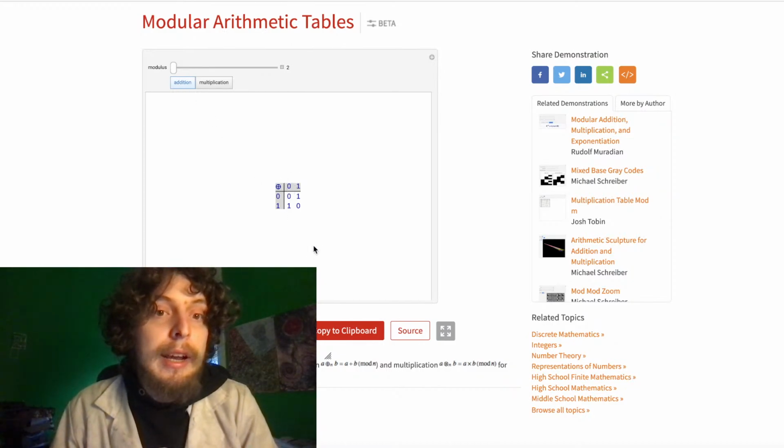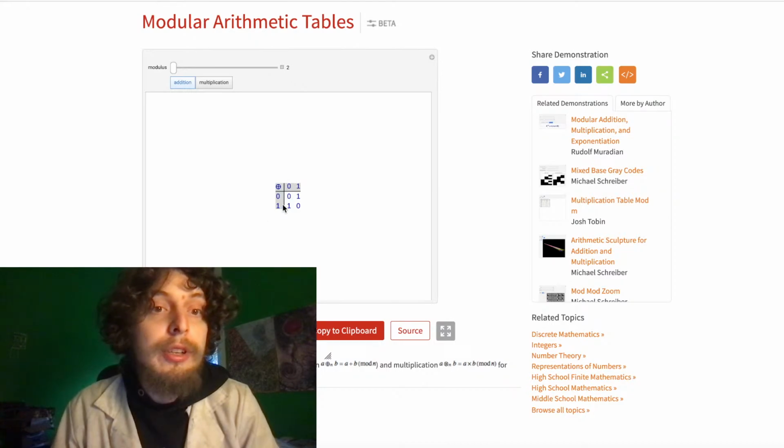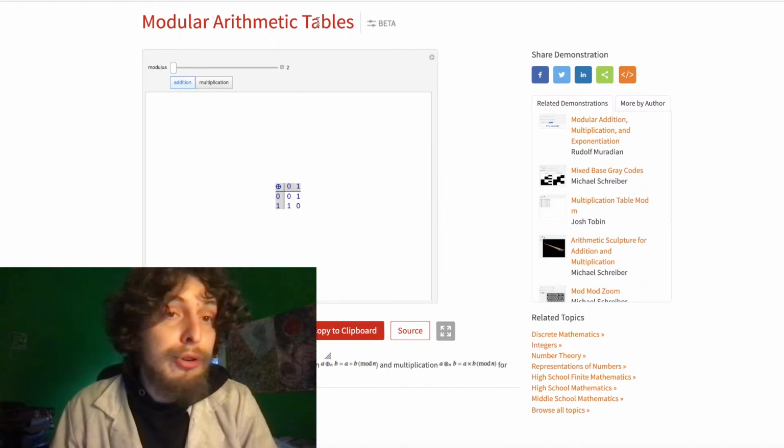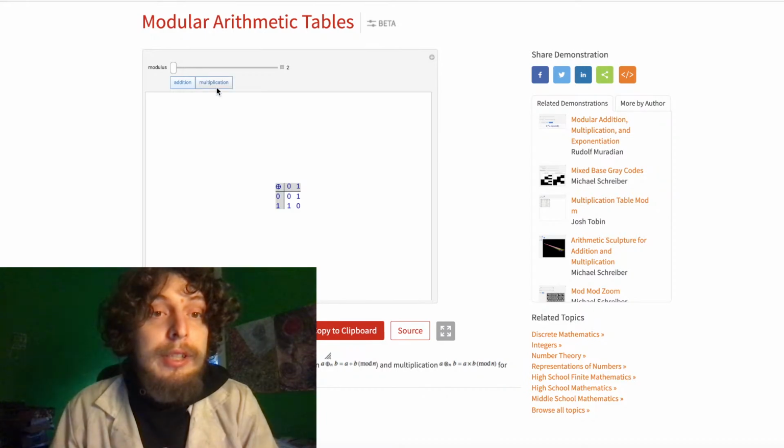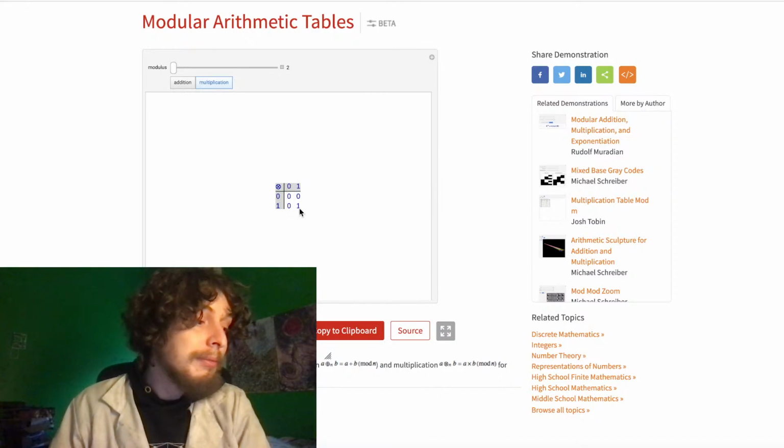We're in addition land right here. So we see that any even plus an even's an even, any odd plus an odd is an even, and any one of one kind plus the other kind is an odd. That's always true. And now we can see in multiplication we get a different table that's really useful. Even times anything makes it even, and odd times odd is still odd.